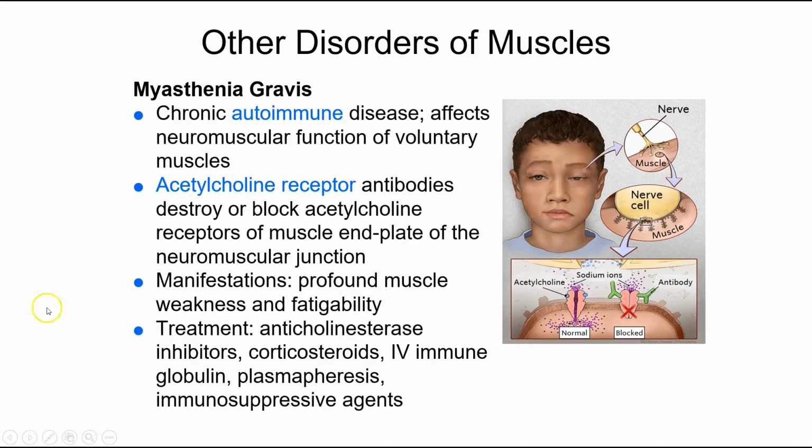We did talk briefly about myasthenia gravis. It is an autoimmune condition. We saw it labeled as a type 2 hypersensitivity.